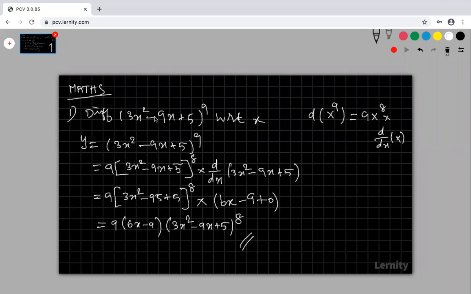This is the given function. If only a function is given and you are asked to differentiate, make it an equation. That means you can consider this given function as y and find dy by dx. Here I am differentiating both sides. I am applying this formula: consider this entire function as some u, u power 9. The differentiation of u power 9 is 9 u power 8 into du by dx, where u is 3x square minus 9x plus 5. So that is the function of a function, the chain rule, I am applying here. Any doubt in this differentiation?